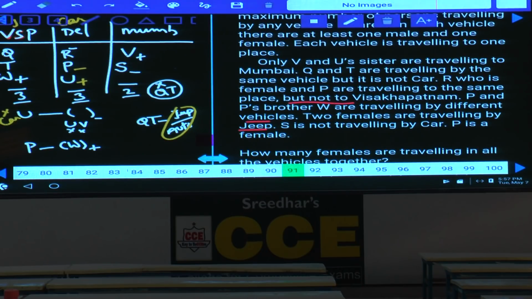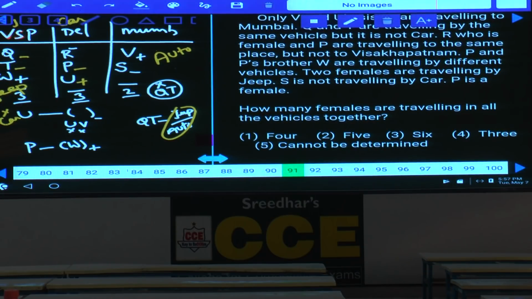Hence where should this jeep be? Now the persons who are traveling to Visakhapatnam are traveling by jeep. Hence two females and Q and T are traveling by jeep. Done? As jeep and car were done, now we are left with auto. Now these two persons V and S are traveling by auto. Done?